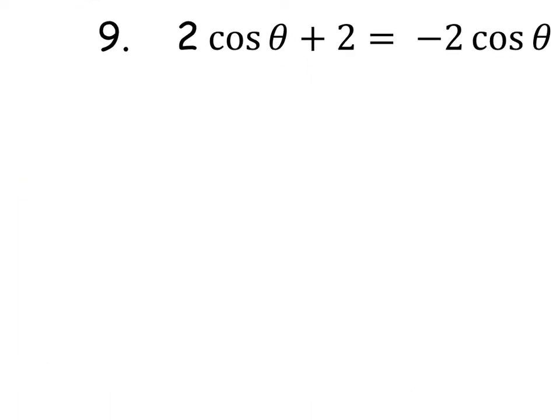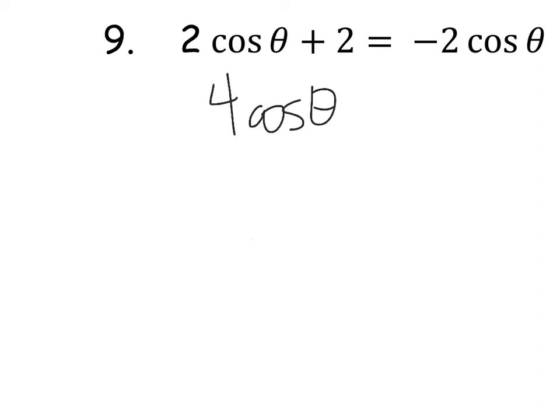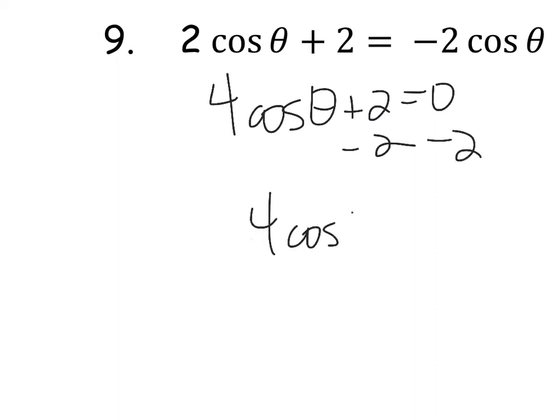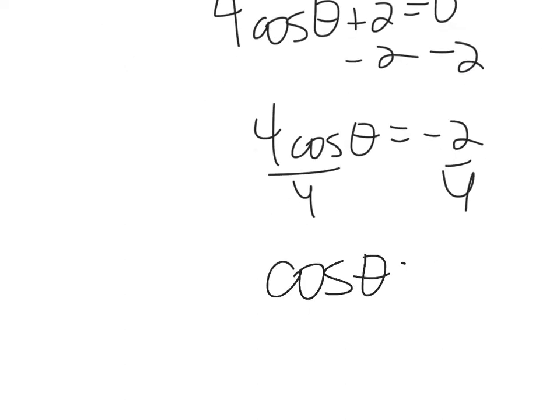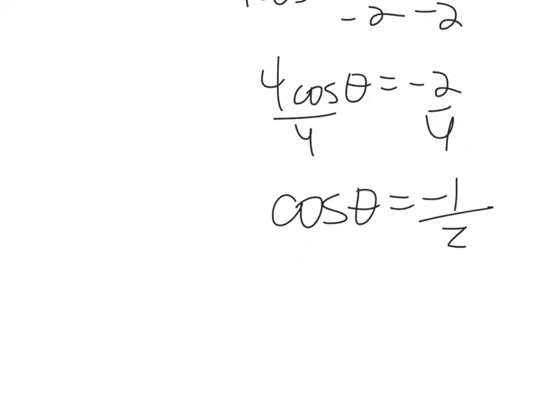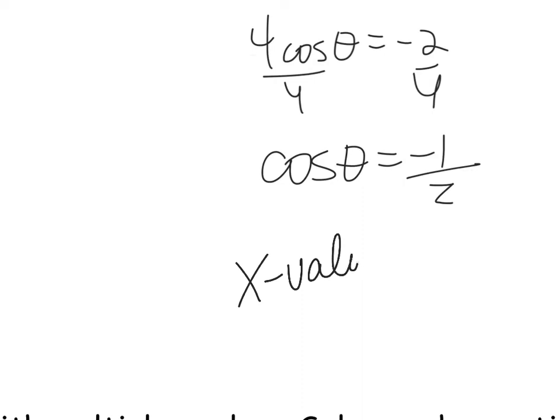So we're going to end up with 4 cosine theta plus 2 equals 0, right? Subtract 2. So 4 cosine theta equals -2. Divide by 4. And we have cosine theta equals -1/2. So what is this telling me to do? Where am I looking? X values are -1/2. You guys are going to be given the unit circle, so just take your time and make sure that you're looking at the right things. Where are my x values -1/2? 2 pi over 3, 4 pi over 3.